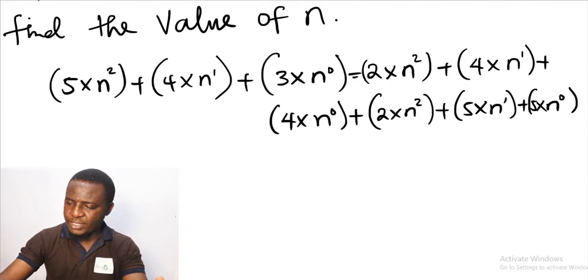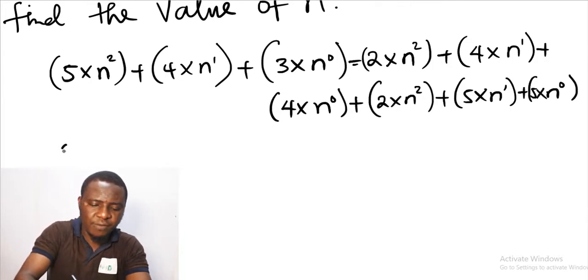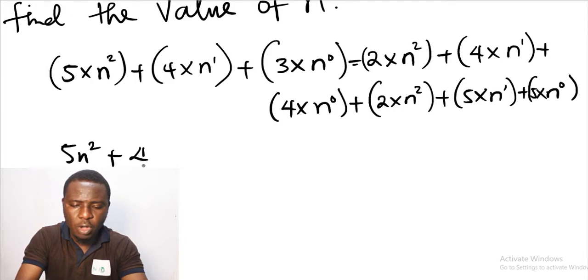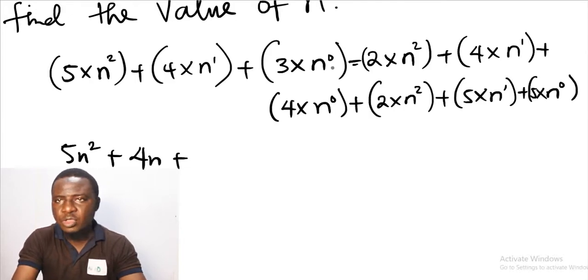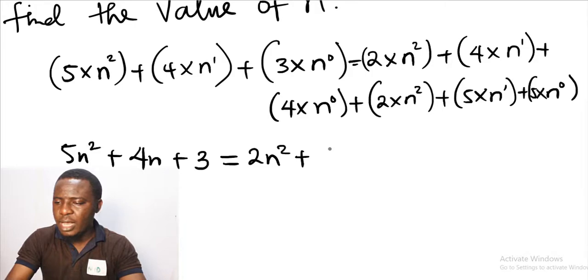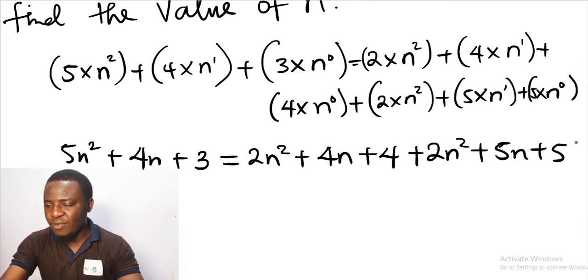So we are going to simplify this further. This becomes 5 times n raised to power 2 is n squared times 5 will give us 5n squared plus n raised to power 1 is n raised to power 1 times 4 is 4n plus n raised to power 0 is 1 times 3 is 3 being equal to n squared times 2 becomes 2n squared plus n raised to power 1 is n times 4 gives us 4n plus n raised to power 0 is 1 times 4 is 4 plus n squared times 2, 2n squared plus n raised to power 1 is n times 5 becomes 5n plus n raised to the power 0 is 1 times 5 is 5.